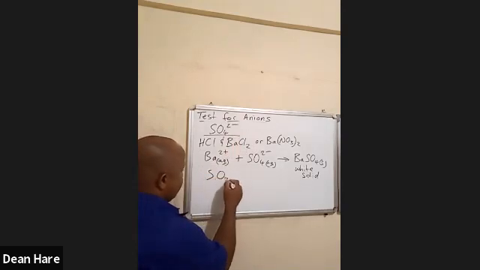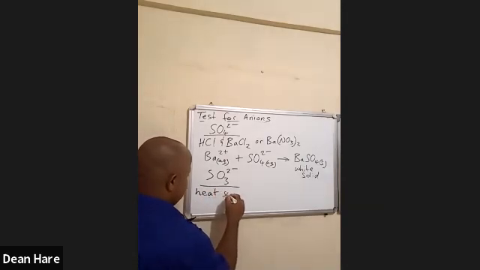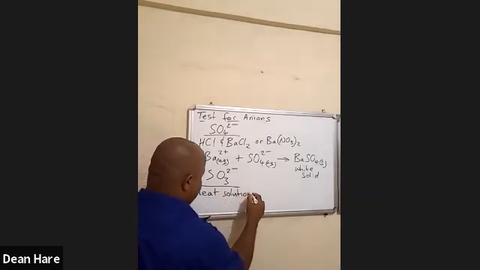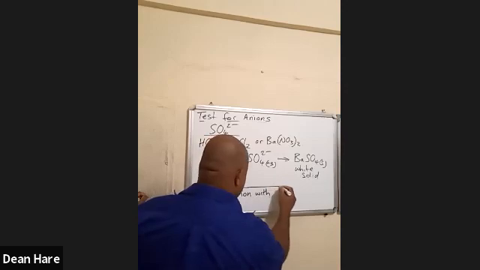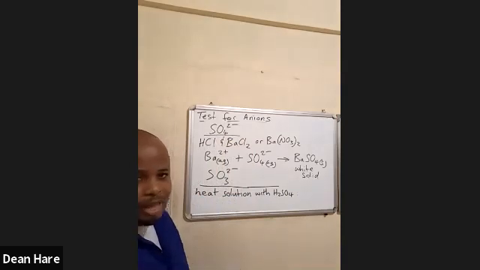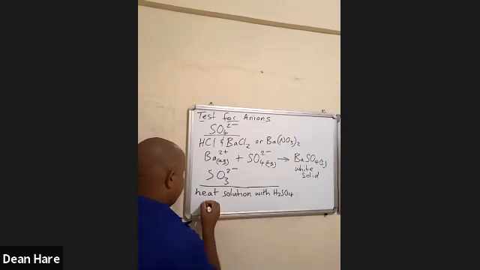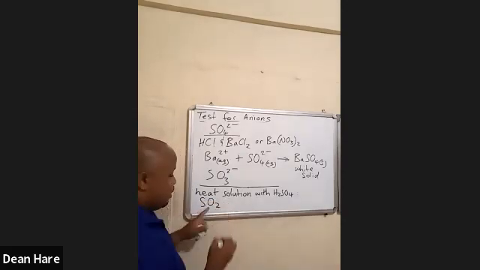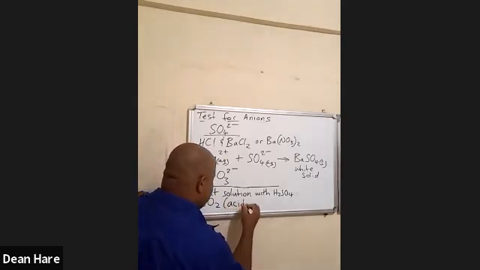After sulfate, you must know how to identify sulfite. So with the sulfite, you are going to heat the solution with sulfuric acid. You will get a gas, which is SO2. So sulfur dioxide will be produced. Sulfur dioxide is an acidic gas.